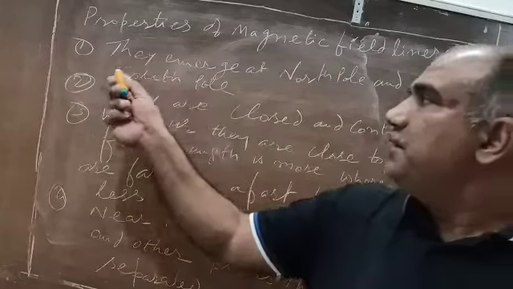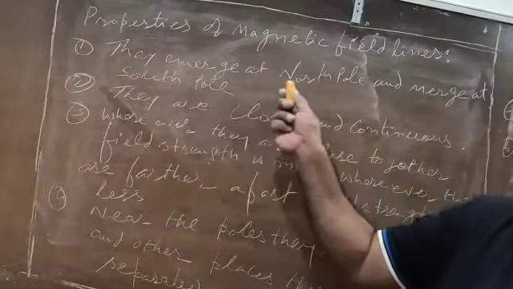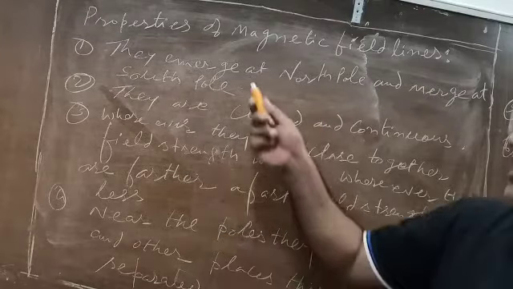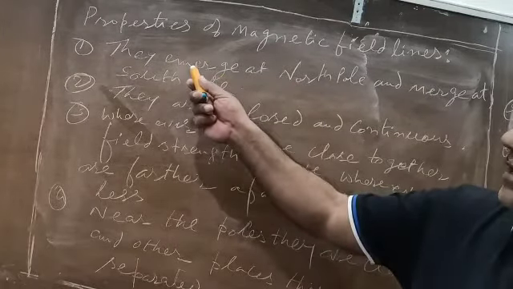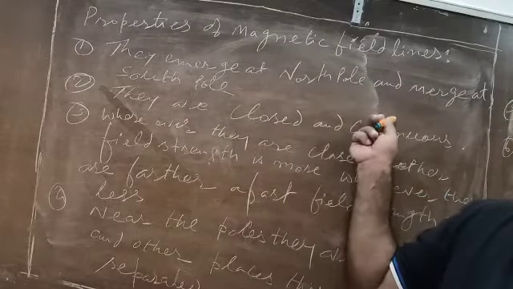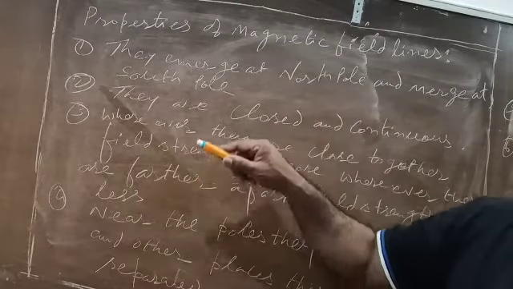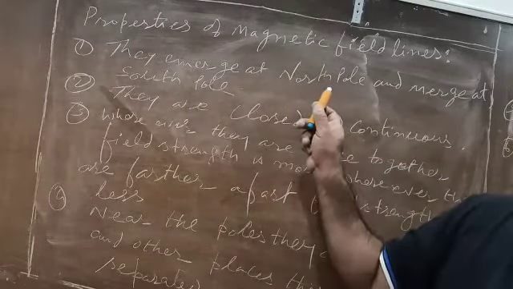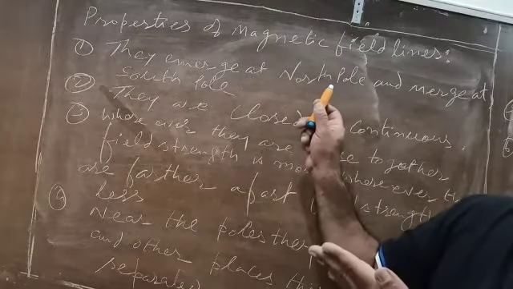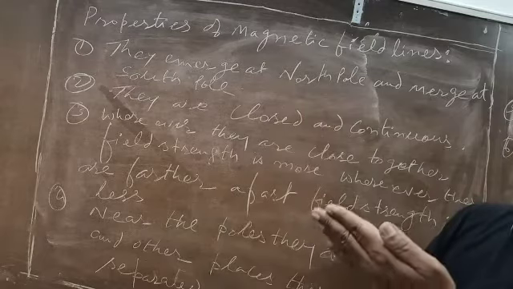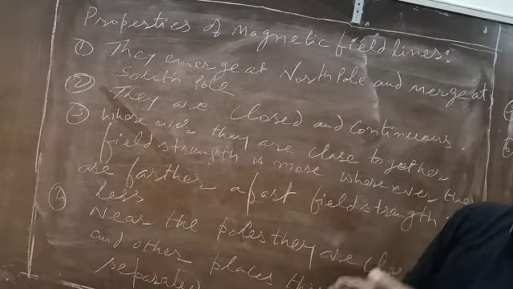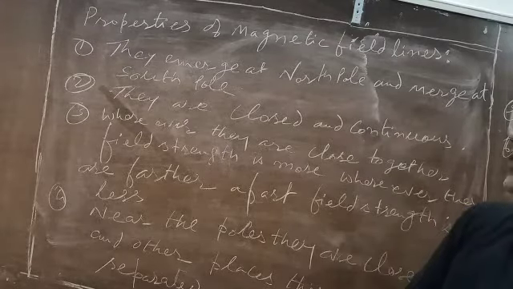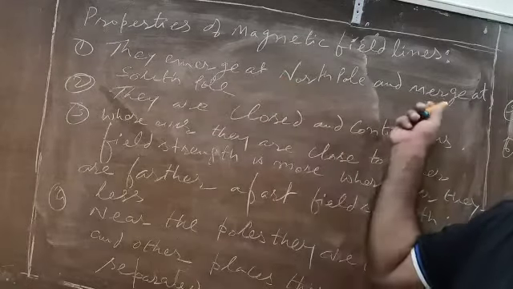The first property is that they emerge at the north pole and merge at the south pole. In other words, they originate or come out from a magnet at the north pole and enter into a magnet at the south pole, outside the magnet. Inside the magnet they move from south pole to north pole, and outside the magnet they move from north pole to south pole. These are continuous lines, not broken ones, they are throughout.